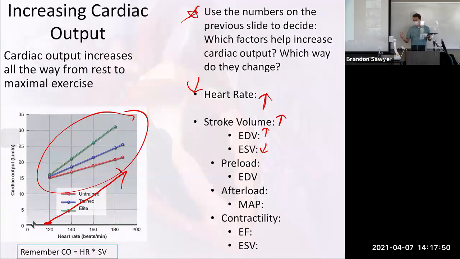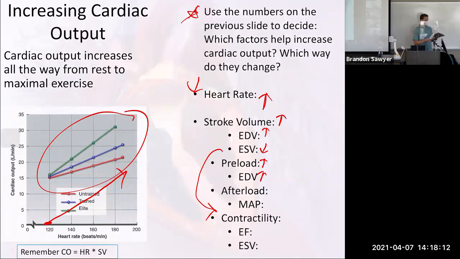So that means the heart must be pumping harder, right? And so we'll get to that one in a second. We'll get down to that because that's directly connected to contractility, right? But in order to increase stroke volume, we want to see end diastolic volume going up and then end systolic volume going down, okay? Preload, that's the end diastolic volume one, so that one definitely goes up, okay?